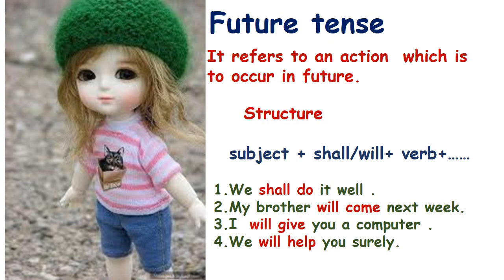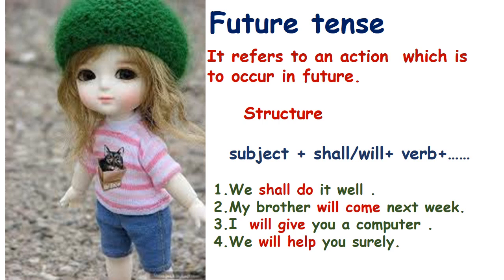Let's get into future tense. Future tense refers to an action which is to occur in future. The structure of the sentence is subject plus shall or will plus verb. Shall or will is used to indicate the future action. See the examples. We shall do it well. Normally, shall is used with the first person. We is first person, so shall is used here.